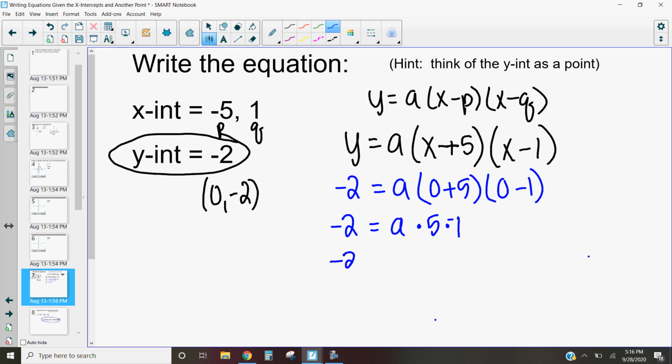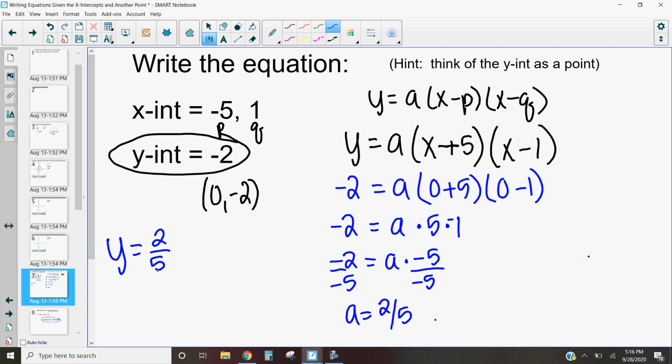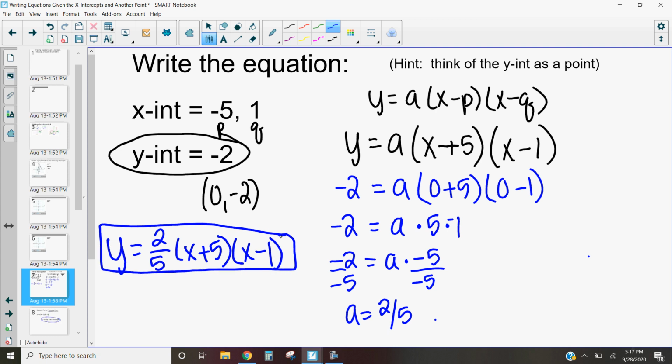And so that means negative 2 equals a times negative 5. Let's divide by negative 5 on both sides. And a equals 2/5. So that means when I'm writing this equation out here, what I actually have is y equals 2/5 times (x plus 5)(x minus 1). And that is how, when we're given the x-intercepts and another point, any point, whether it's our y-intercept or things like that, we can write our equation.